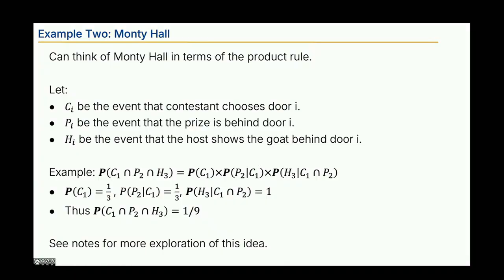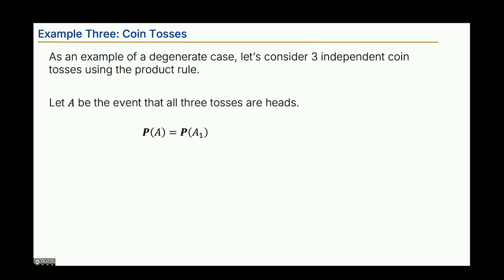Okay. As an example of a totally degenerate case, you can also apply the product rule if all of the events are independent of each other. You would never do this, but this is just a showcase. This is truly a universal rule. So let's say we have 3 independent coin tosses, and A is the event that all of the tosses are heads, and A1, A2, and A3 are the events that the ith toss is heads. So we could write out the product rule as follows. The probability that they're all heads is the probability that the first is heads, times the probability that the second is heads, given that the first is heads, times the probability that the third is heads, given that the first two are heads. Okay, this is definitely a true statement.